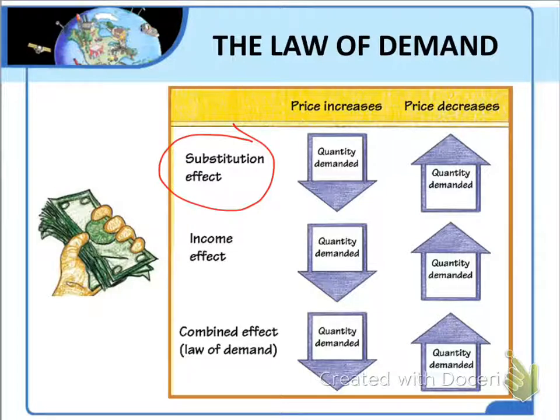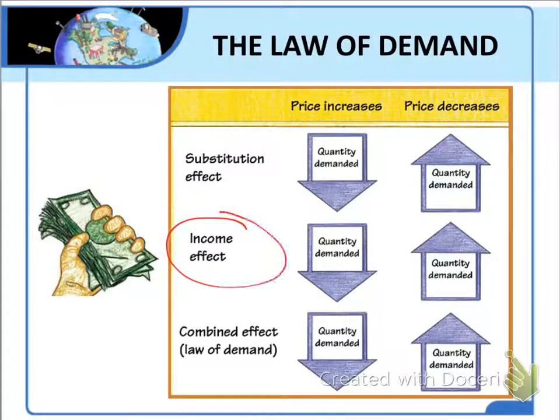However, if we look at the income effect of a price increase, that is the change in consumption that results from the diminished purchasing power of income. Both the substitution effect and the income effect help explain why a consumer buys less of a good or service when the price rises.